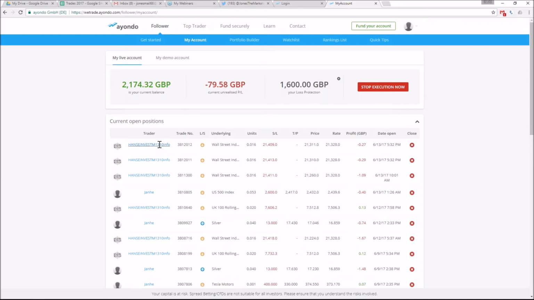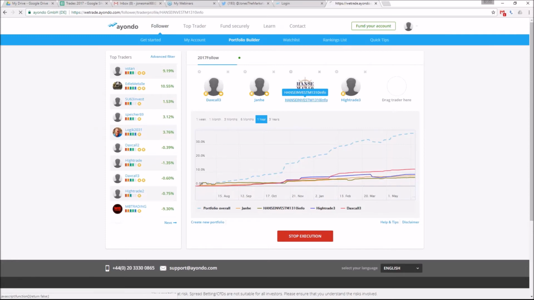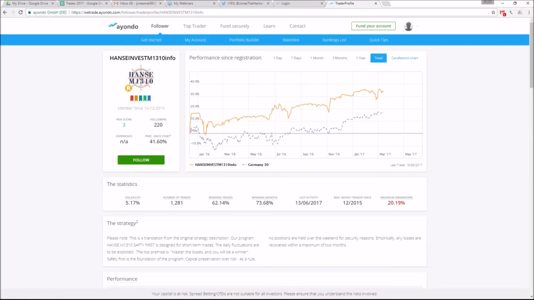So let's have a look at this one here, because this one had been doing well. Maybe it's gone a little bit off the boil lately. Let's take a look and see what the P&L looks like. Oh, it's not too bad. It's just having a little bit of a flat month. This is an interesting one though.